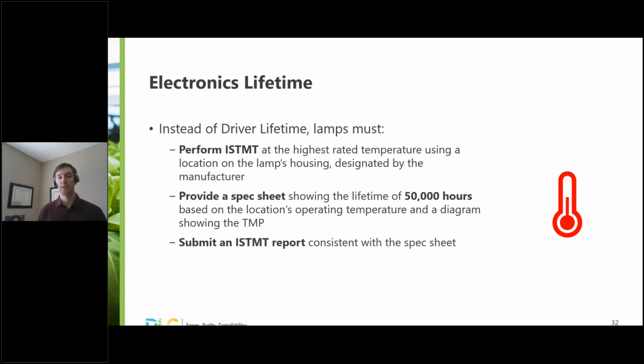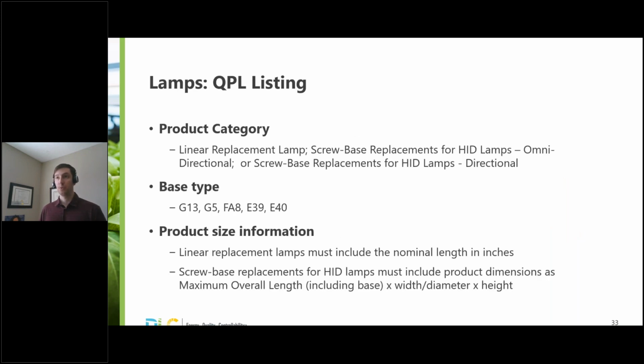It differs a little in that the manufacturer can define where they are making the temperature measurement on the lamp housing. As far as QPL listing goes, so the information that's going to be listed on the QPL, there are not too many changes here. We're still going to tell QPL users whether it's a linear replacement lamp, a screw-based replacement lamp, or, for HID lamps, whether it is omnidirectional or directional. We will list the base type and also the product size information.